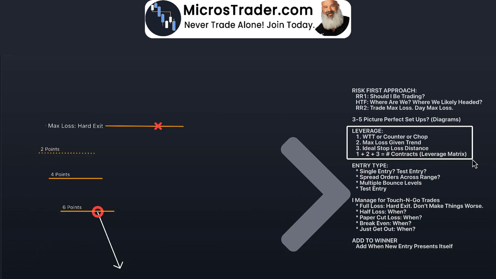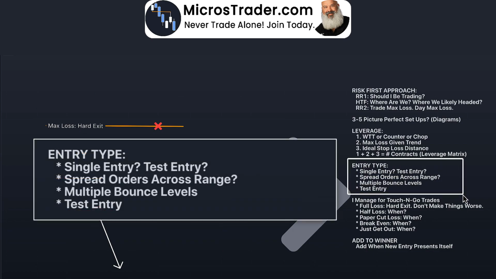So we need this information, because this will tell me how many contracts I can trade, given trend and given the stop loss and given the max amount I'm willing to lose based off that trend. Beautiful. We're getting somewhere. Next thing is, what type of entry do we want to do?